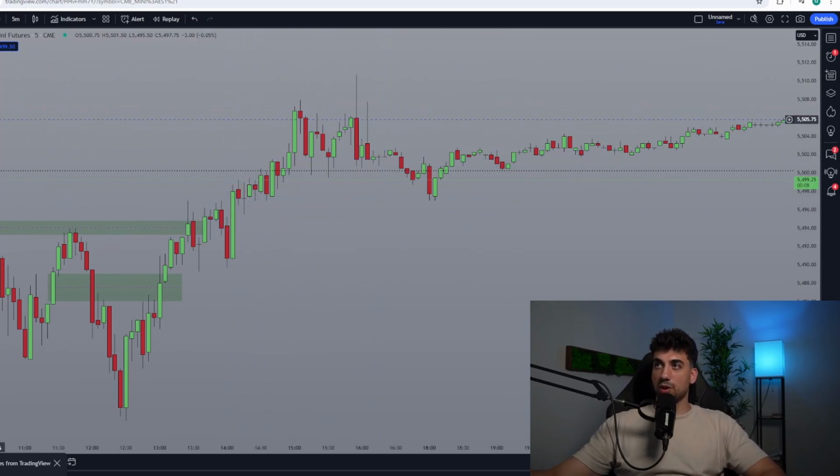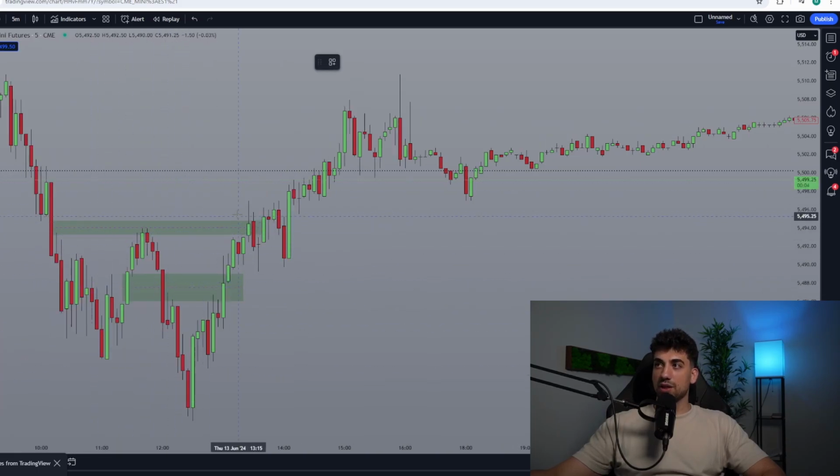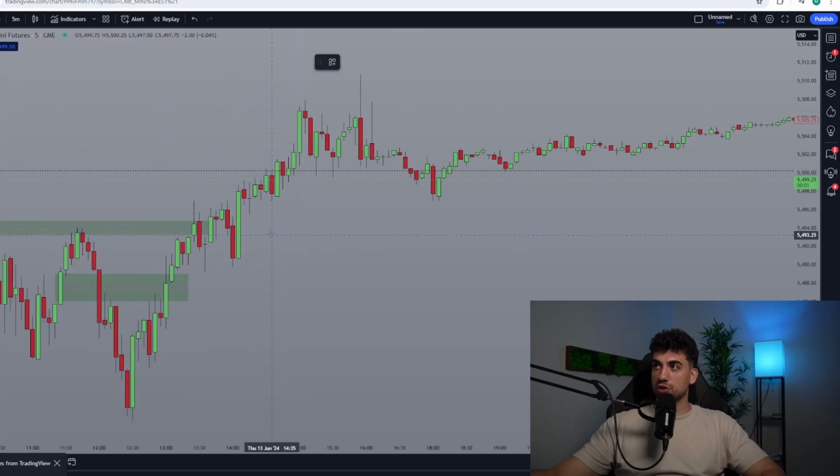As you can see here, there's a smaller imbalance once the trend starts turning to the upside by creating a new high and higher lows, creating a bullish trend. You created a small imbalance here that got tapped into and then helped to push higher.